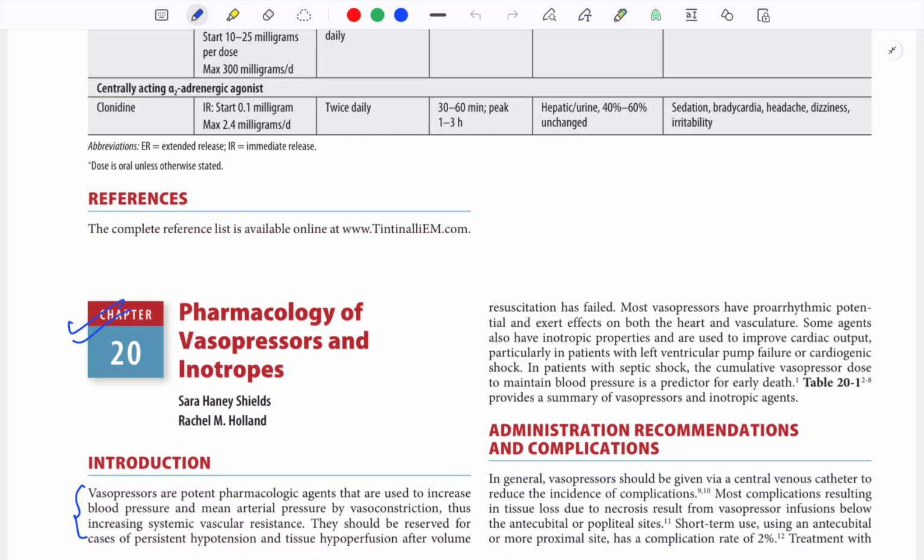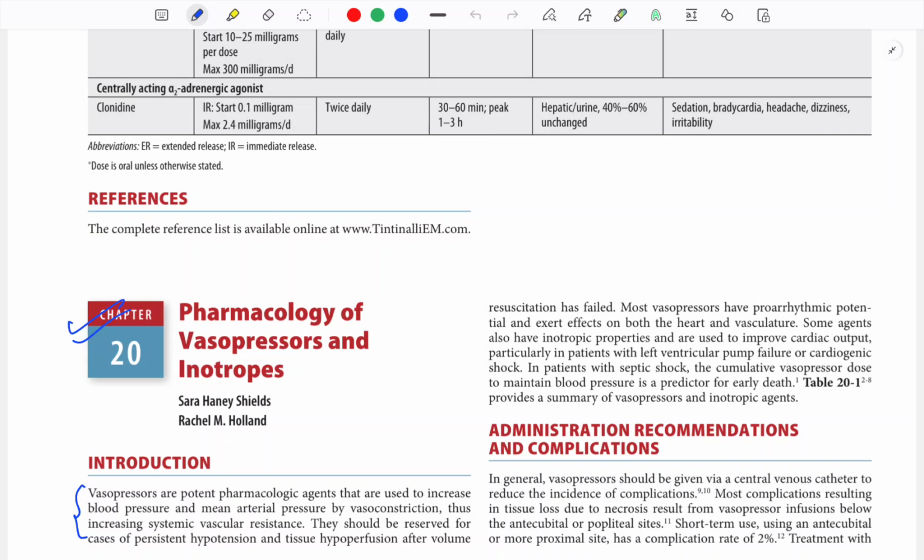Some agents also have inotropic properties and are used to improve cardiac output, particularly in patients with low EF and cardiogenic shock. The cumulative vasopressor dose is actually very close to the patient's mortality. A person on NORAD 5 is less likely to die than a person on NORAD 12.